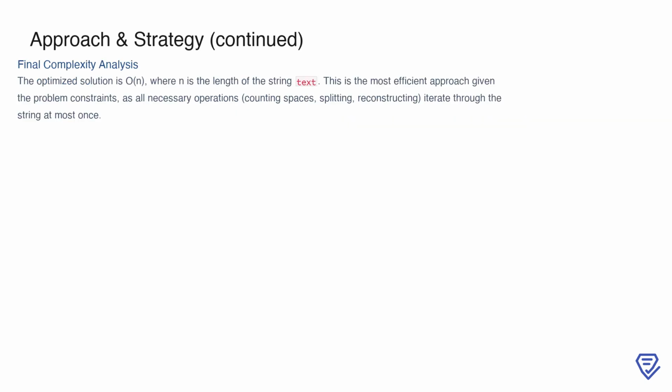Finally, let's analyze the complexity of the optimized solution. The overall time complexity is O(n), where n is the length of the input string. This efficiency comes from the fact that each step, counting spaces, splitting the string into words, and reconstructing the output, requires at most one pass through the string. Since no operation involves nested loops or reprocessing the same characters, this is the most efficient solution possible under the given constraints. By keeping all operations linear, the optimized approach ensures that it performs well even for large inputs, making it the ideal choice for this problem.